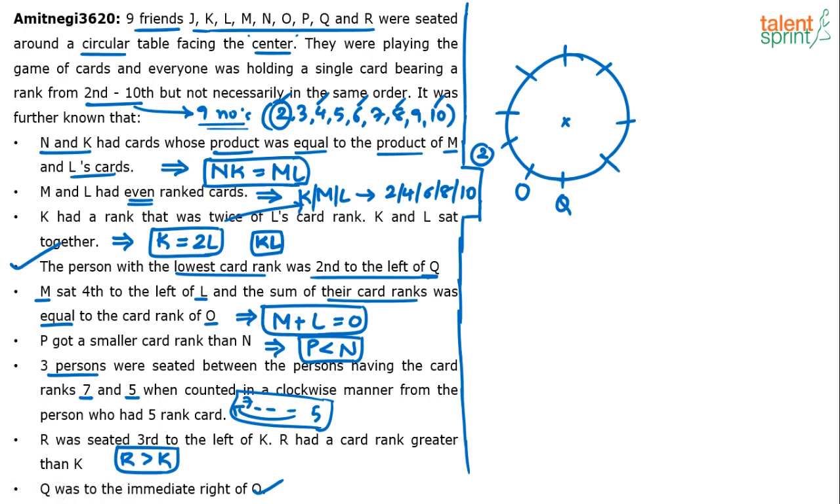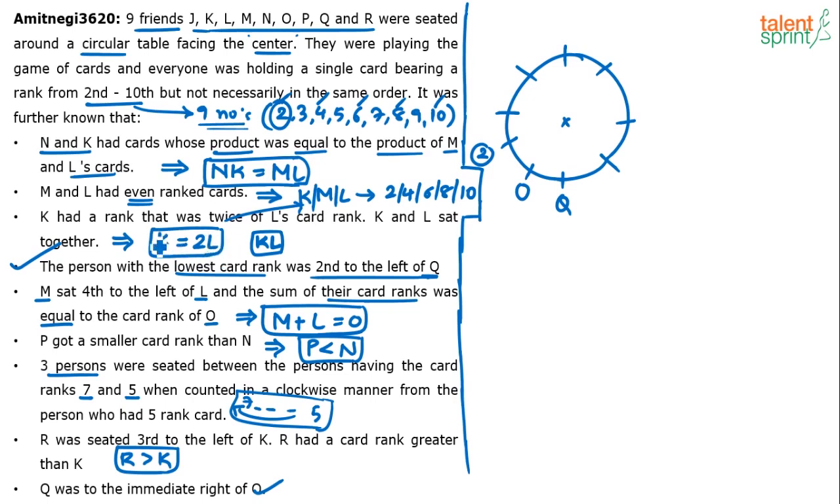Now, I think there's not much data. I mean, there are other points like M sat 4 to the left of L, but I can't use it because neither M nor L has been put up here. Similarly, there is one more point which says R was seated third to the left of K. All that also cannot be used because R and K both have not been put up on the arrangement so far. So I think first we will try to fix the numbers. That will help a lot. How can we fix the numbers?